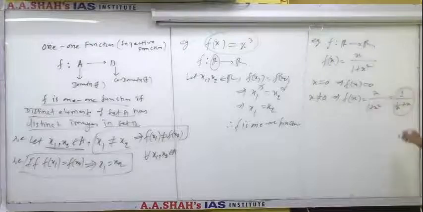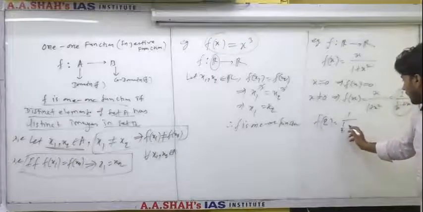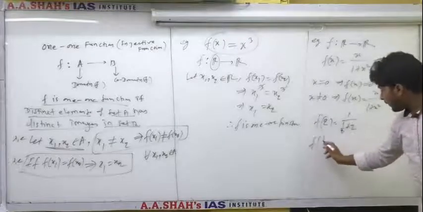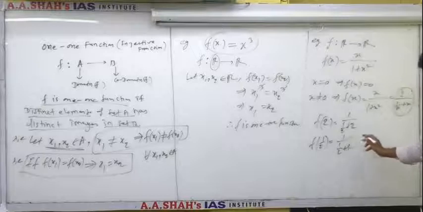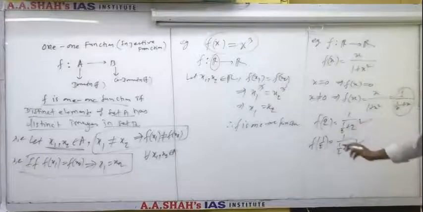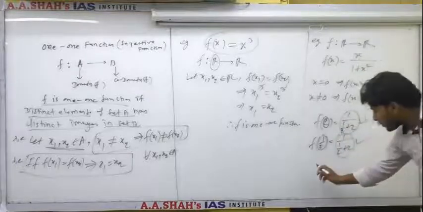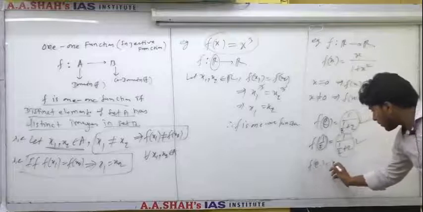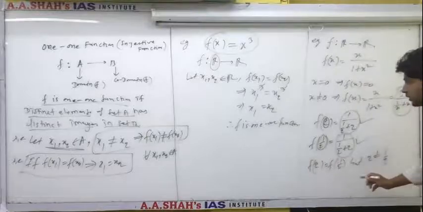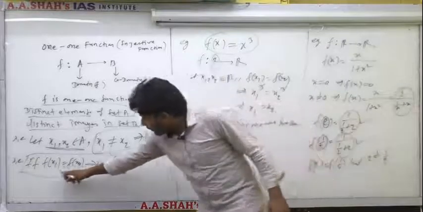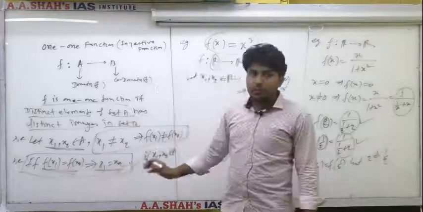And you can see that if we find f(2), we will get 1 upon 1 by 2 plus 2. And if we find f(1 by 2), then again we can see that we will get the same result, 1 upon 1 by 2 plus 2. Means this and this are the same. So 2 has this image and 1 by 2 has the same image. So what we got? f(2) is equal to f(1 by 2), but 2 is not equal to 1 by 2. We can use this definition: if f(x1) is equal to f(x2), then x1 is equal to x2, then we will call this a one-one function.